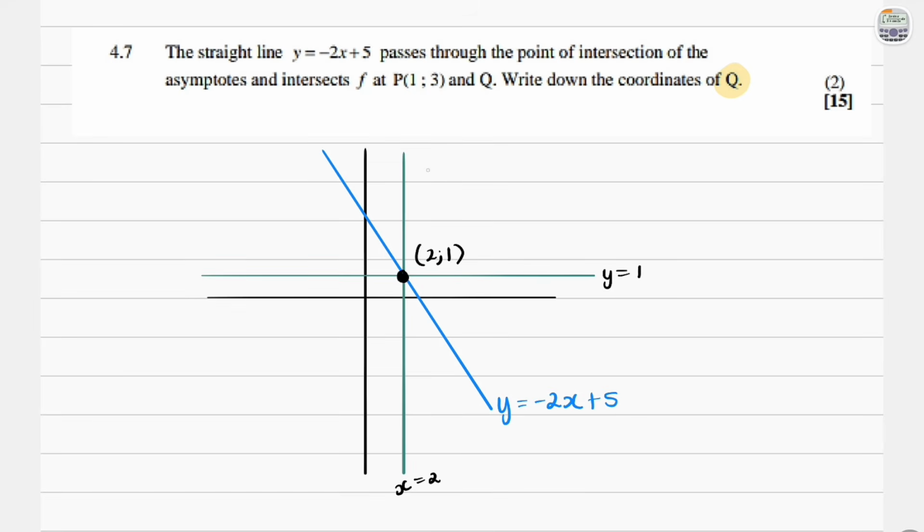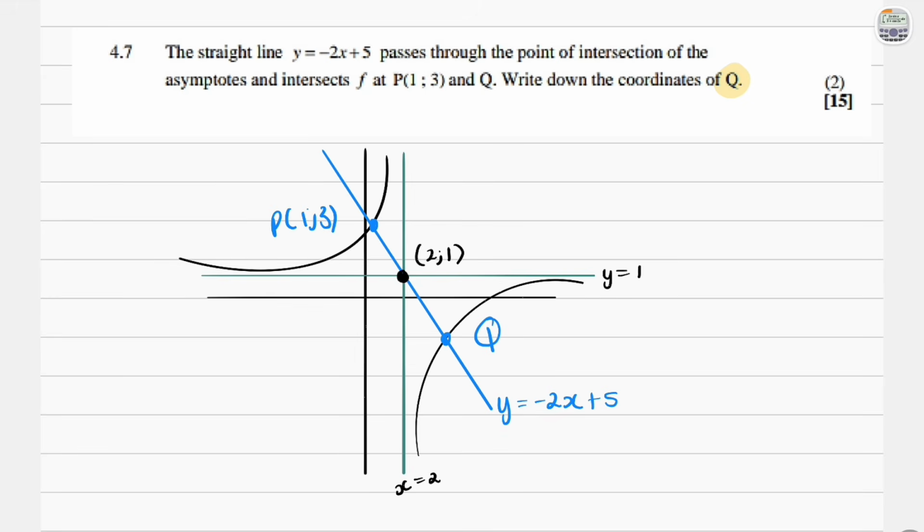So remember that this is our graph. It lies in this quadrant and this quadrant. And all we know about this point they're referring to is that it passes through the actual graph. So it intersects F at P, which is 1 and 3. So I'm guessing that's up there. That's 1 and 3. And then at Q, and that's what we're trying to find, the value of Q.